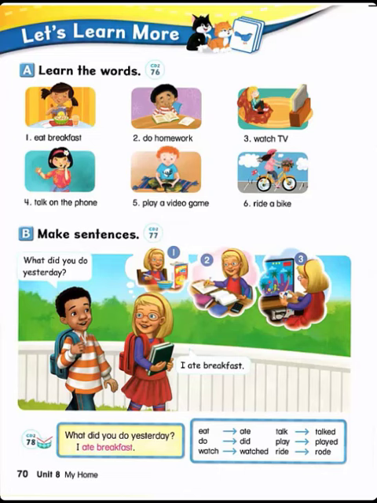Page 70. Drum track. What did you do yesterday? I ate breakfast. What did you do yesterday? I ate breakfast. What did you do yesterday? I did homework. What did you do yesterday? I played a video game.